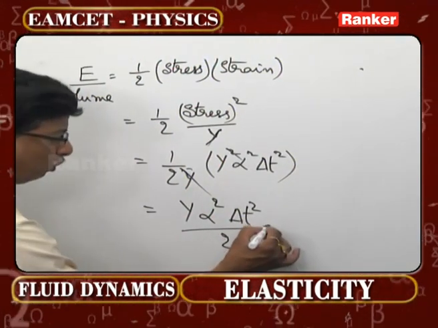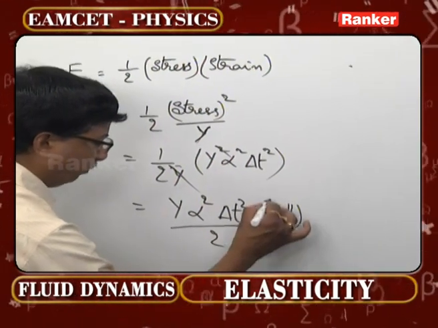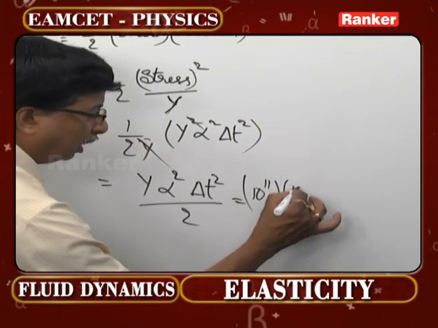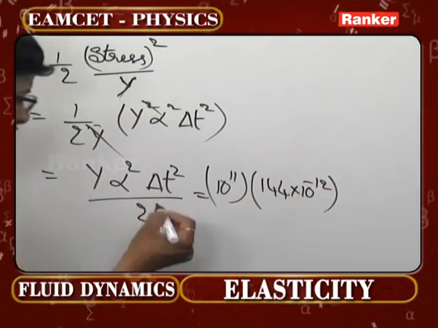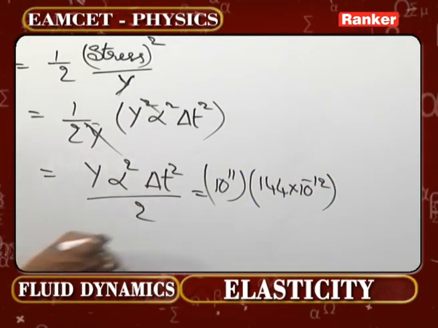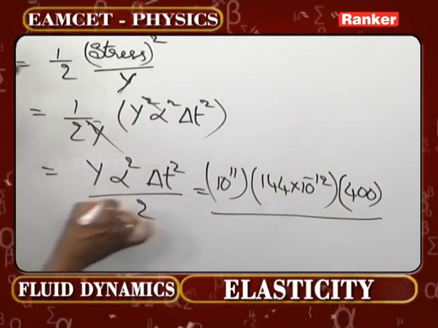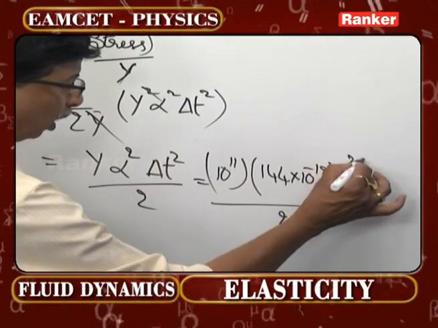Now look at the values that have been given there, please. Y is given 10 power 11. Fine. What is alpha given? 12 into 10 power minus 6. That is 144 into 10 power minus 12 into delta T whole square, 20 square. It will now be 400 divided by 2. Directly you can cut this one over here, 200 times.